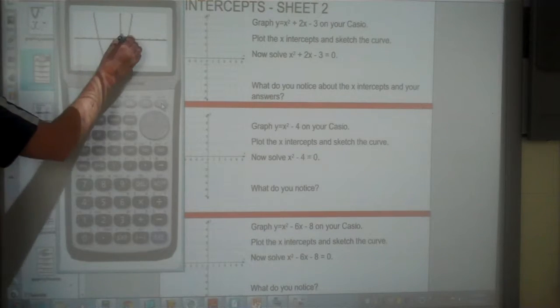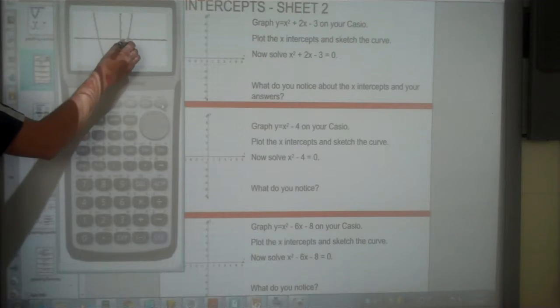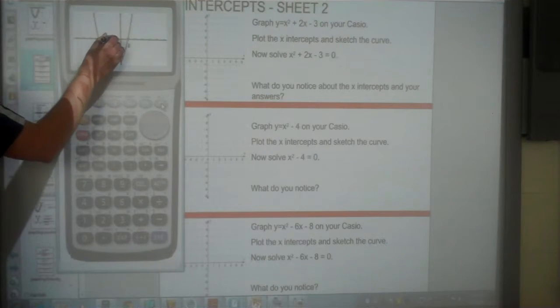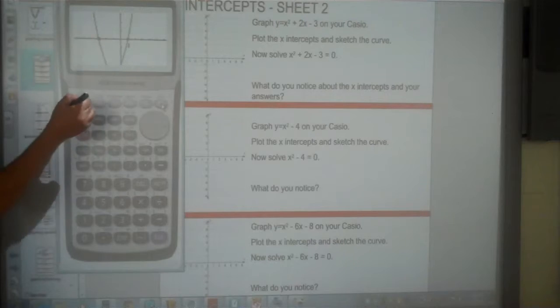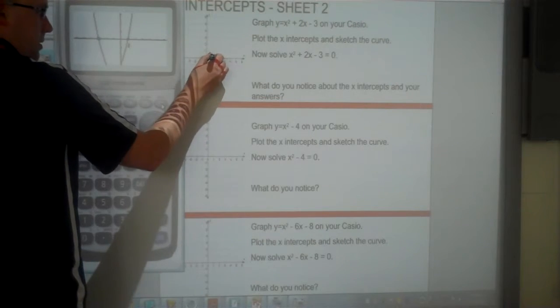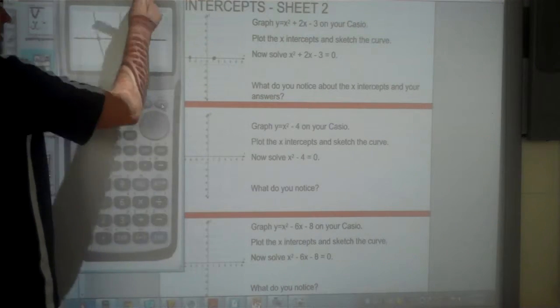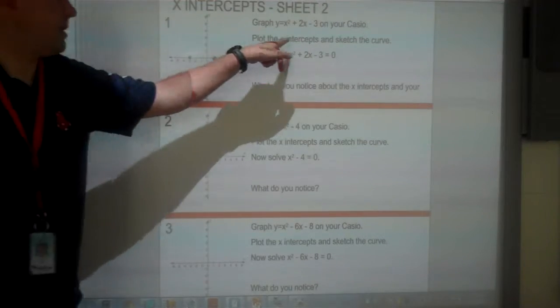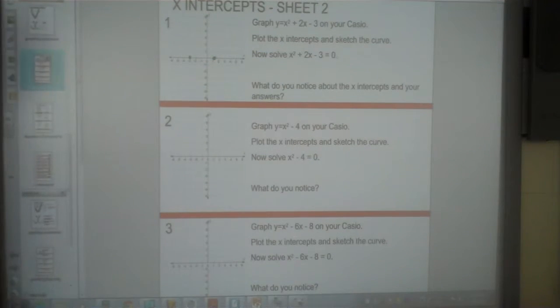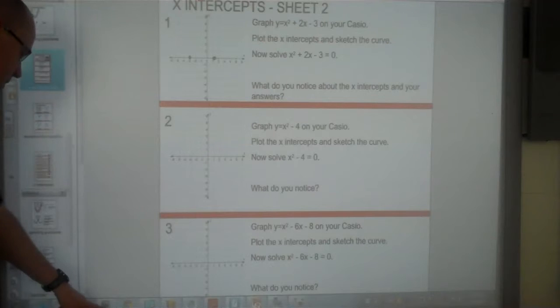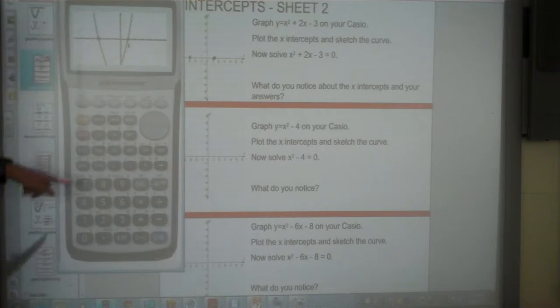Now I've noticed that this check mark here is gone because the graph goes through it. So this must be 1. And on this side, negative 1, negative 2, negative 3. So if I put the check mark at 1 and also at negative 3, then I've plotted the x-intercepts. Now for the sketch of the curve, besides that, I'm really just looking for the U shape. We could be even more accurate if we wanted to.